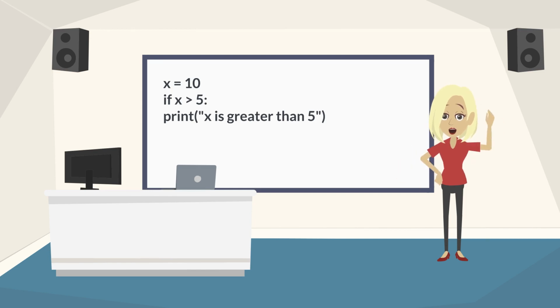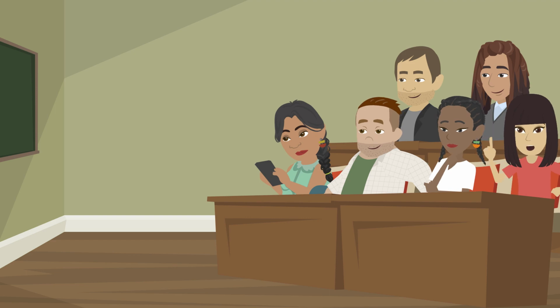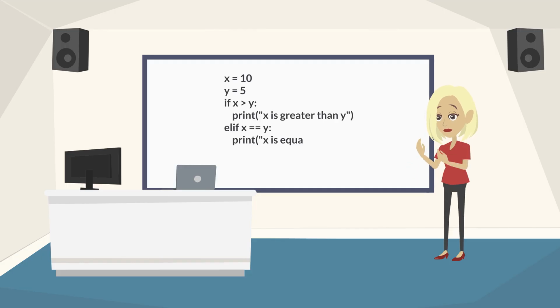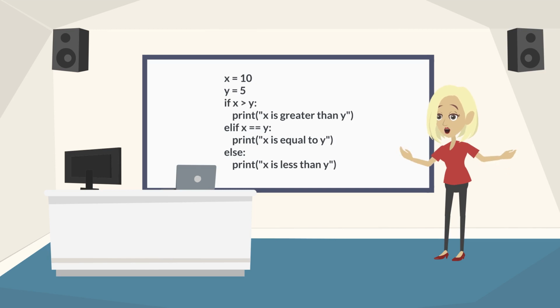Can anyone tell me what will happen when we run this code? It will display x is greater than 5 on the screen. That's correct. Now, let's try a more complex example. In this example, we've set the values of x and y to 10 and 5 respectively.